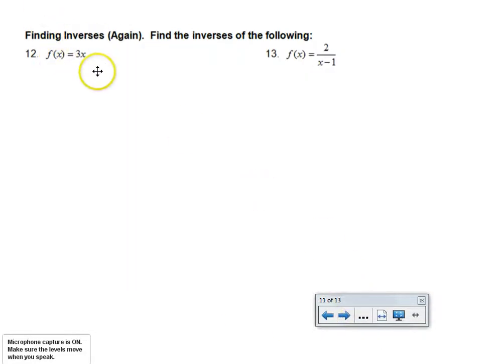Same idea, we're going to algebraically find the inverse. So y equals 3x. We're going to switch the x and y, and then divide by 3. So instead of y equals 1/3 x, I'm going to write it in function notation.